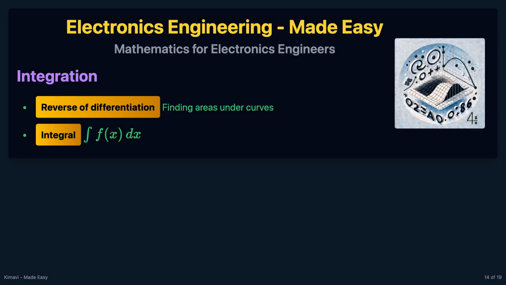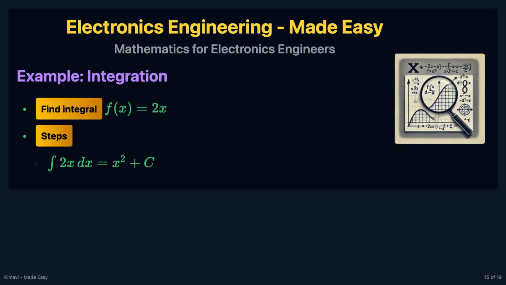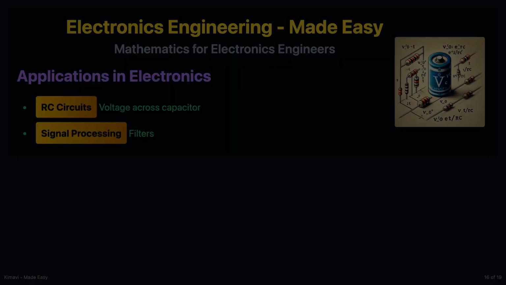Integration is the reverse process of differentiation. It is used to find areas under curves. The integral of a function f(x) is written as the integral of f(x) with respect to x. Let's find the integral of 2x. Using the power rule for integration, the integral is x² + C, where C is the constant of integration.